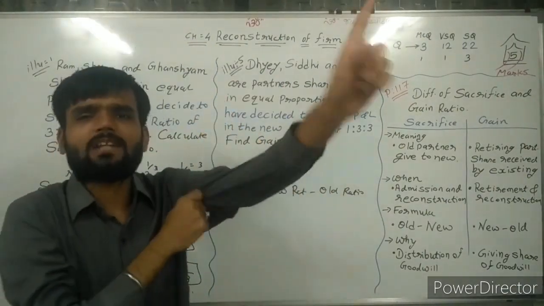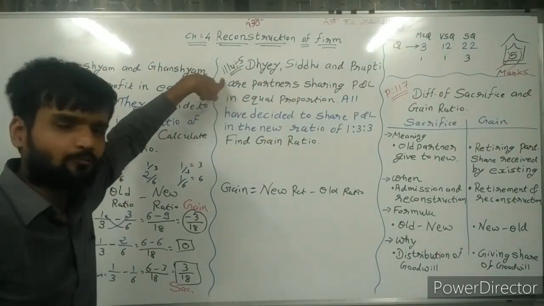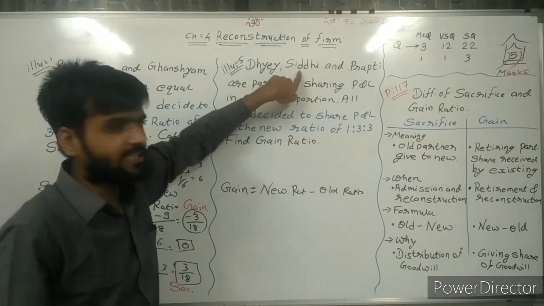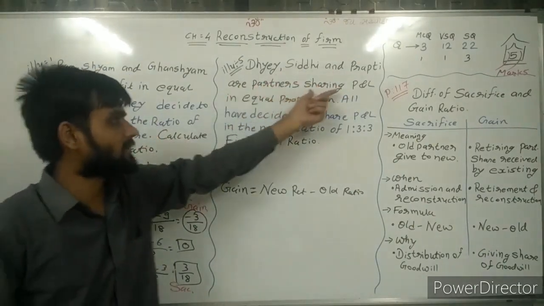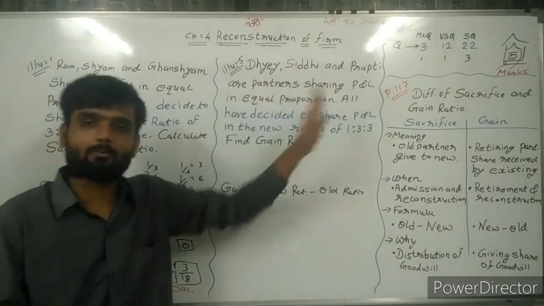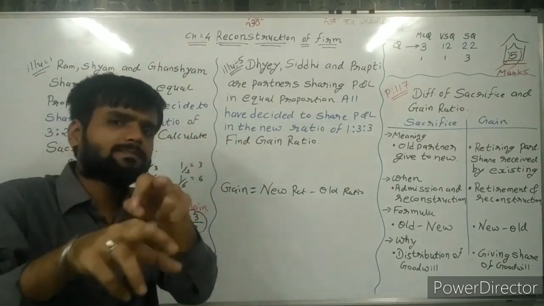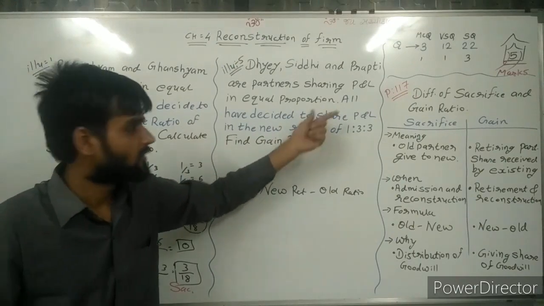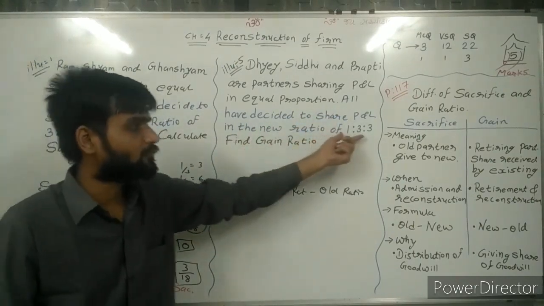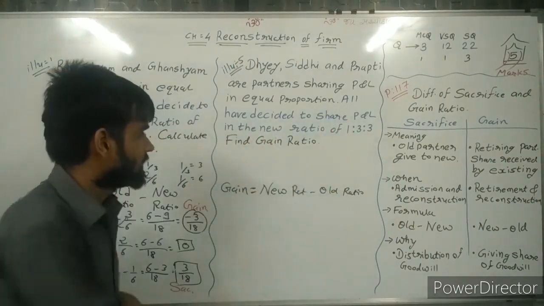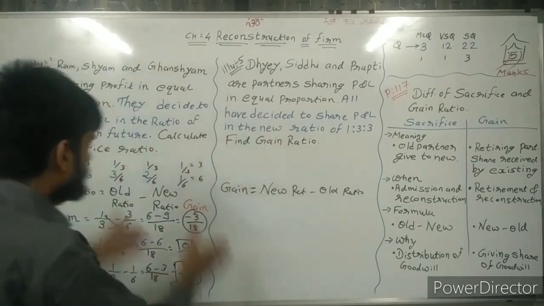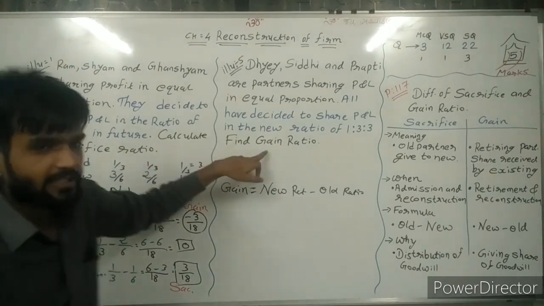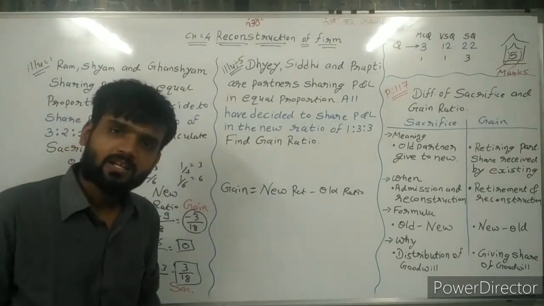Now students, we are starting with illustration number 5. Now see, Siddhi and Prapti are partners sharing profit and loss in equal proportion. So their proportion is equal. They have decided to share profit in the ratio of 1:3:3. Find the gain ratio. In the previous question we needed to find sacrifice. Here we need gain. So the gain formula is already written.